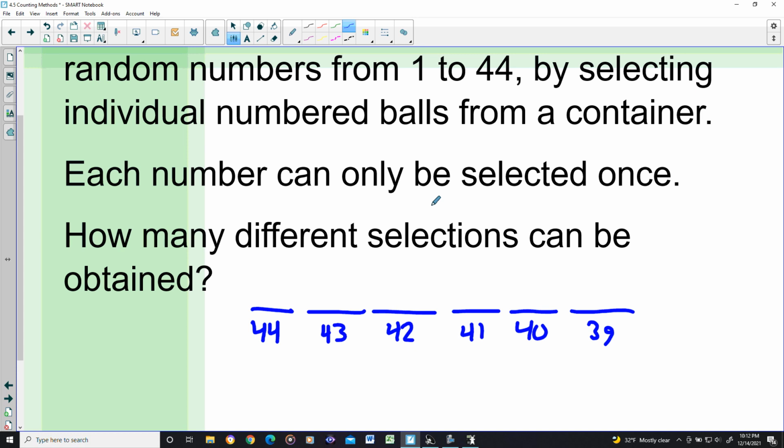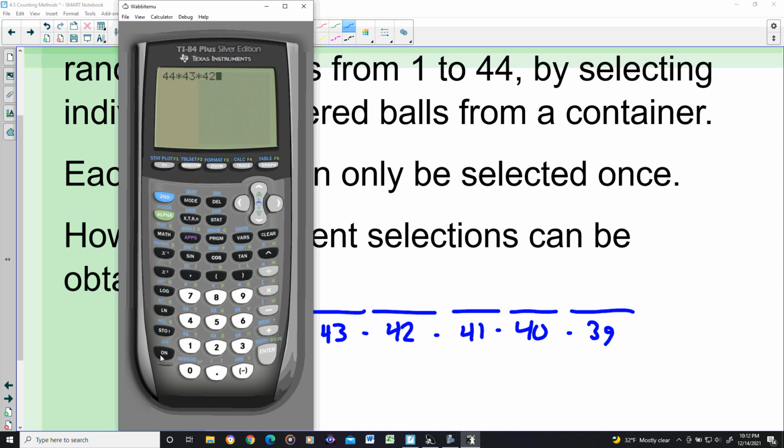So how many different things can happen? How many different groups can occur? Well, we'd have to multiply all of these numbers together. And that is a huge number when you go ahead and try to multiply that. So you get 44, 43, 42, 41, 40, 39. That is about 5.1 billion outcomes.